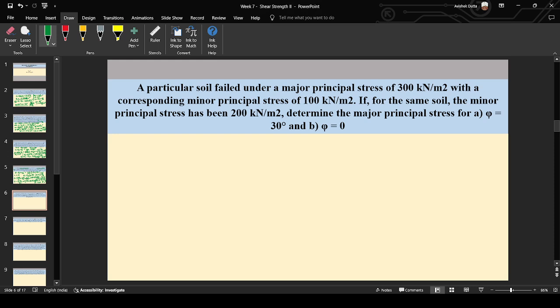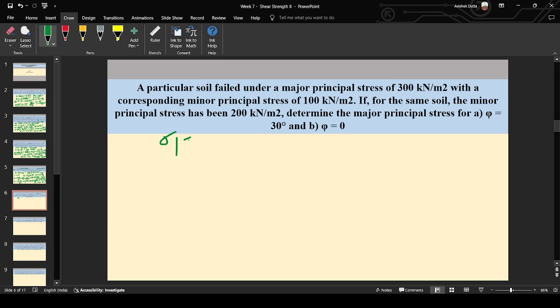A particular soil failed under a major principal stress of 300 kilonewton per meter square with a corresponding minor principal stress of 100. For the same soil, the minor stress is 200. So for the first case, the general equation we'll write down over here.